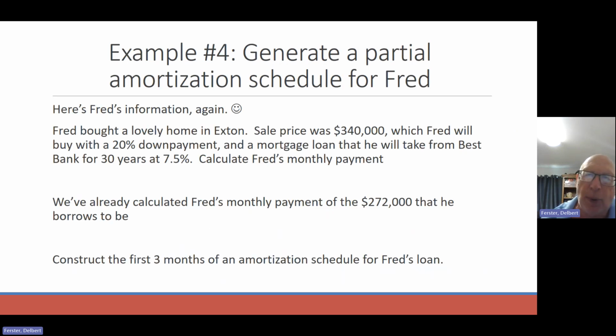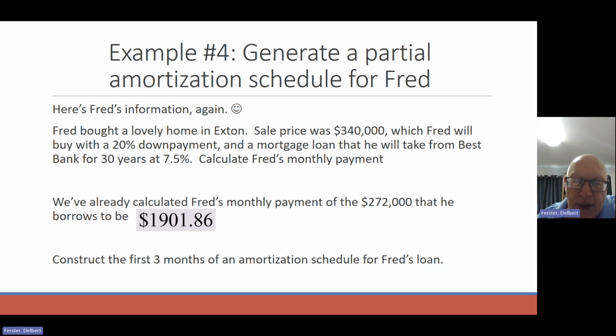All right, so here's our example. We're going to do some stuff for Fred. Now, we met Fred previously. If you remember, Fred's the dude who's buying the lovely home in Exton. Sale price $340,000, 20% down. Mortgage from Best Bank, 30 years at 7.5. Calculate Fred's monthly payment. We've already done that, so we're just going to bring that number back.